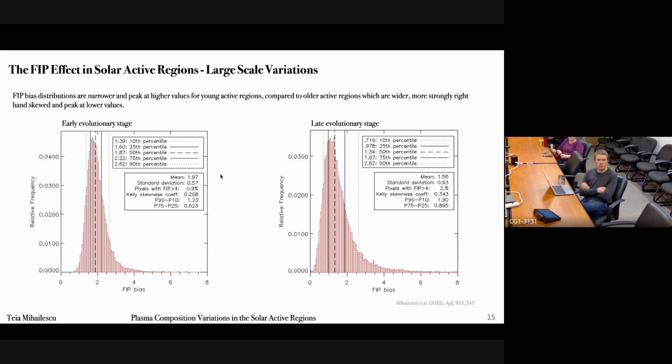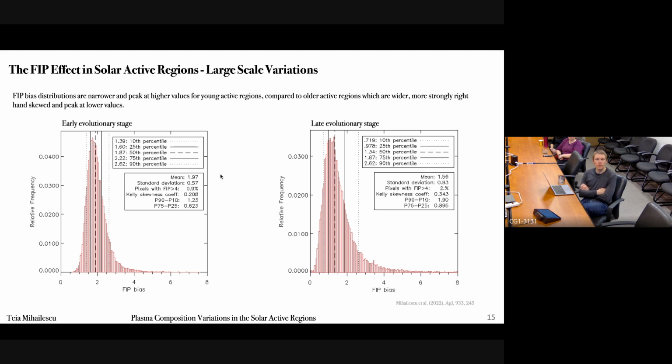And the properties of the distributions within these active regions seem to vary with the evolutionary stage as well. I have two examples here showing the distribution of FIP bias values in an active region that's in an early evolutionary stage, and one in a late evolutionary stage. The one in the later evolutionary stage has a lower median FIP bias, but it also has a larger standard deviation and a stronger right-hand skewness.